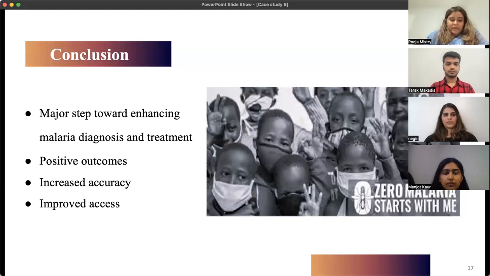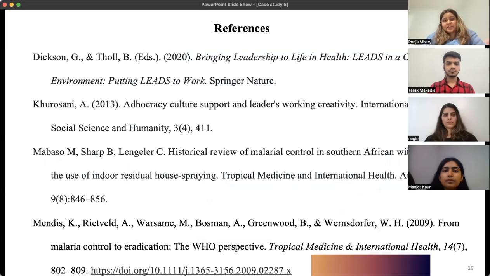By implementing these solutions and recommendations, and embracing effective leadership practices, the MNCP in Swaziland can overcome the identified challenges and make further progress towards malaria elimination. The next slide is about the references.